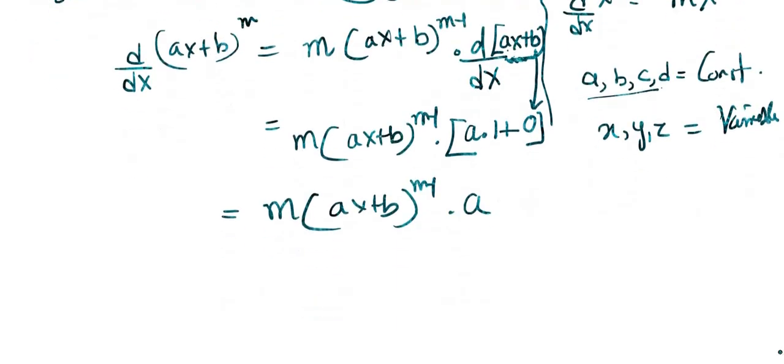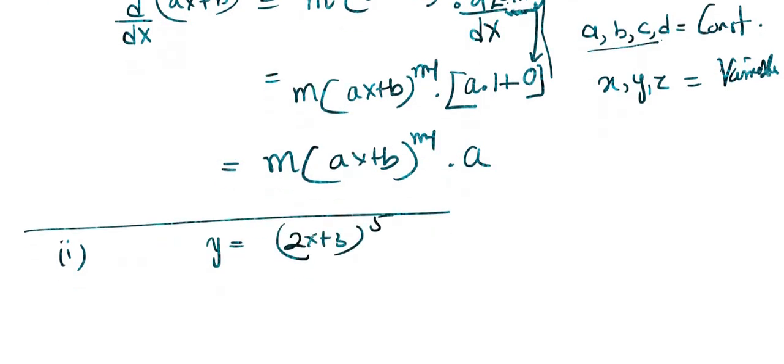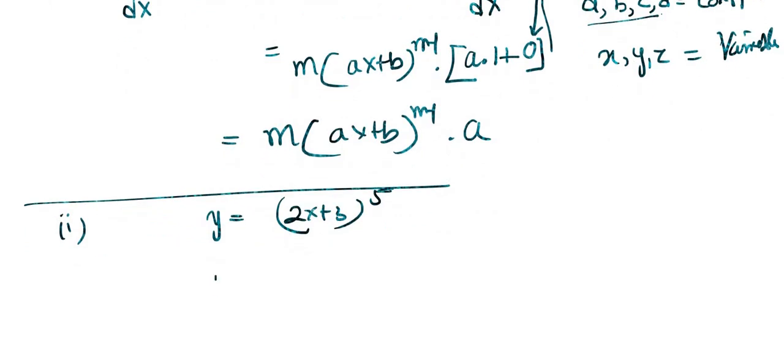So this is done. Correct. Now we will do the second part of it. y is equal to (2x plus 3) power 5. This is power 5. So what will d by dx be?